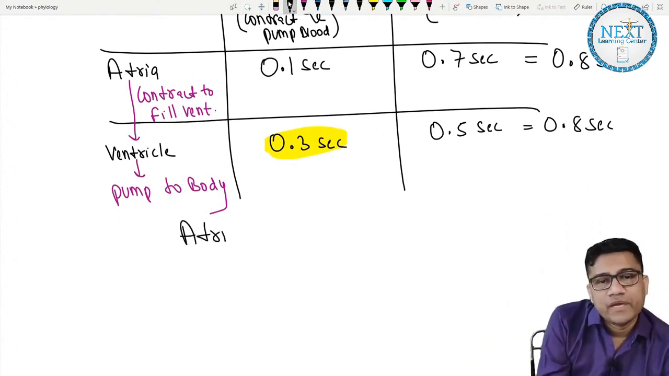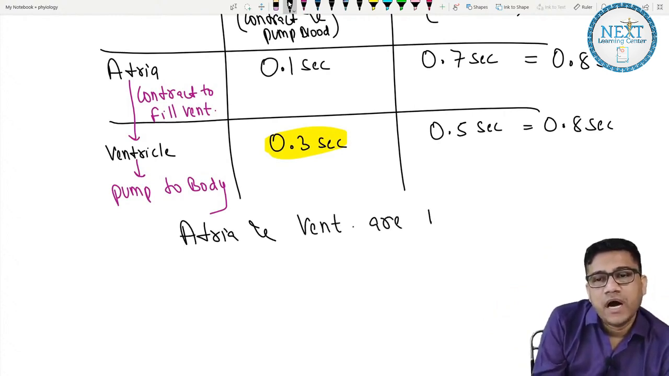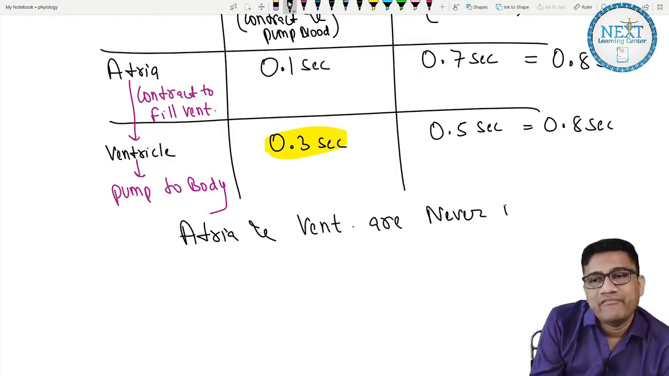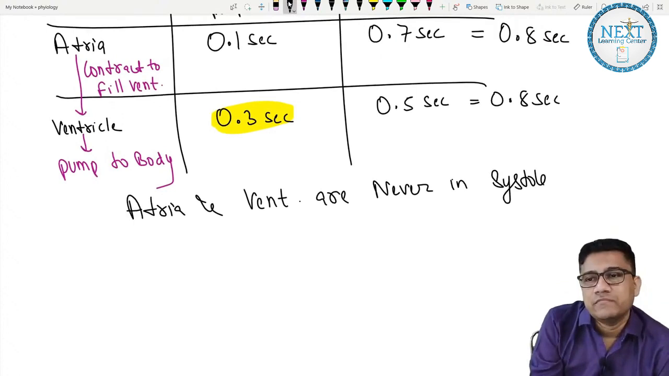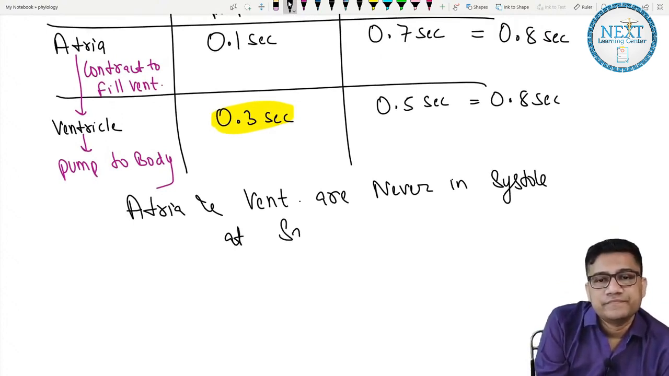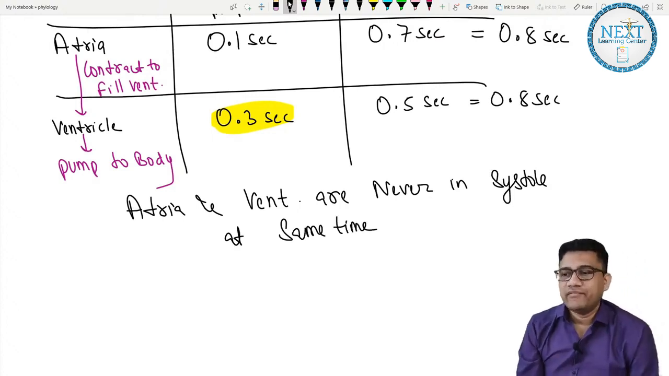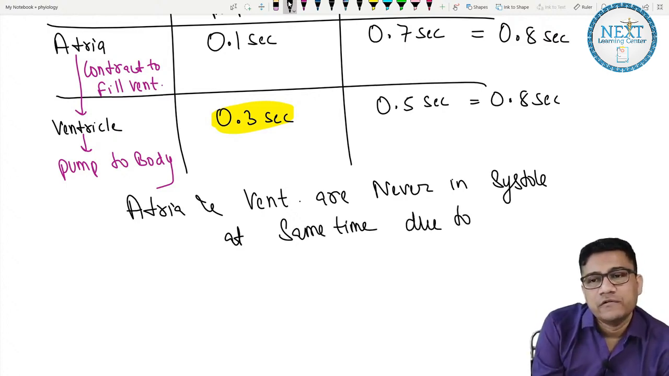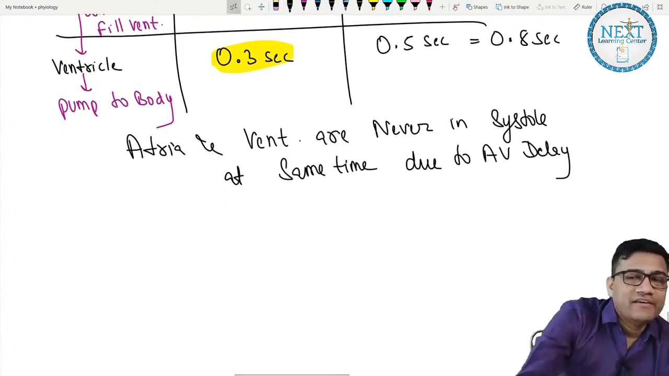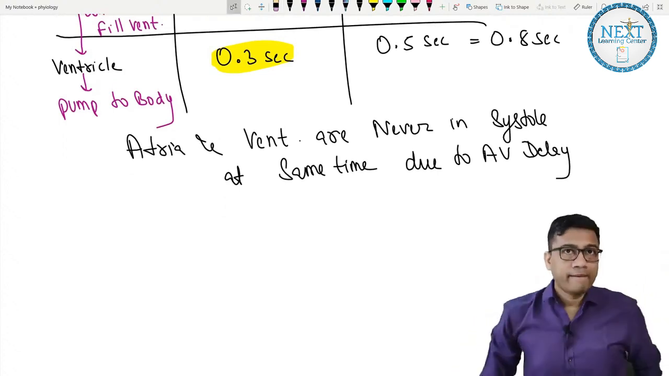So atria and ventricles are never in systole at the same time, due to the AV delay. So what is the reason? It is because of the AV delay. Okay, clear? Fine.